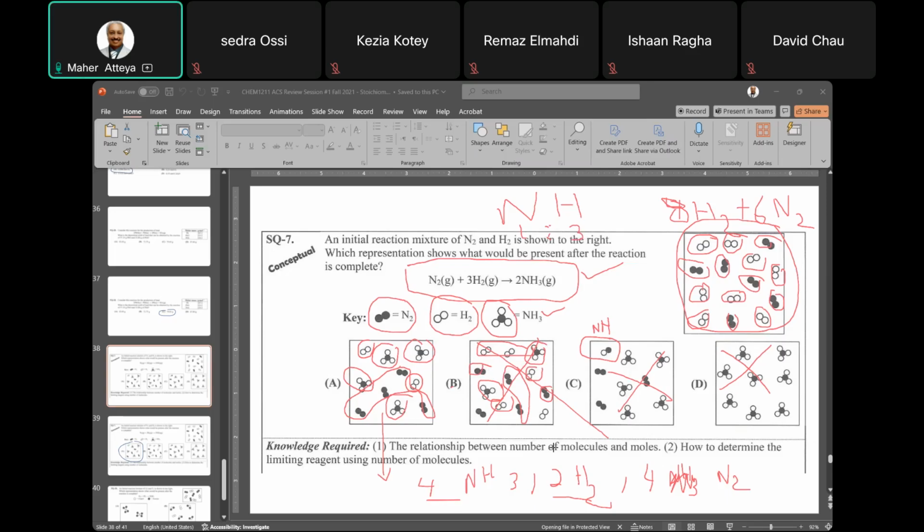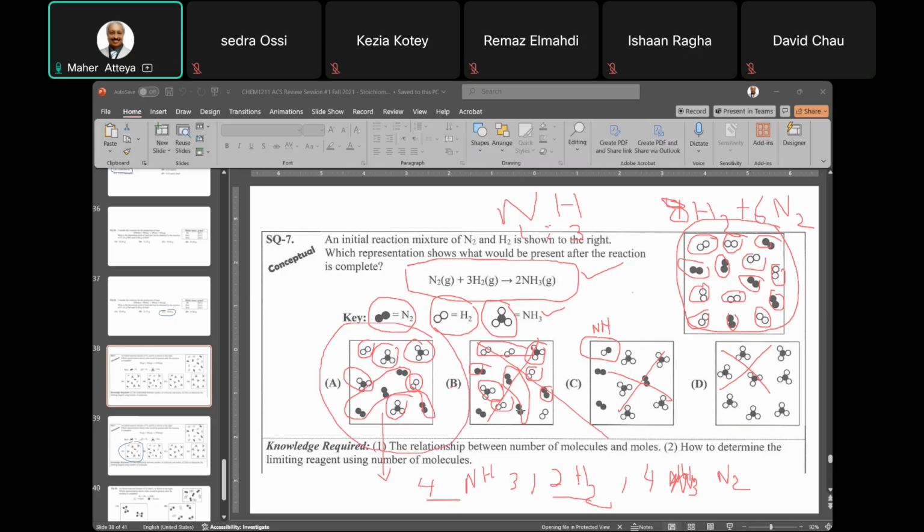Which one is correct? It turns out that hydrogen is connected 3 times with nitrogen. So if you look at this picture here, each nitrogen atom will be connected to 3 hydrogen atoms. So the amount of hydrogen left will be smaller. So hydrogen in this case is limiting, and the amount of nitrogen will be in excess. So A is the correct answer. A is the correct answer.